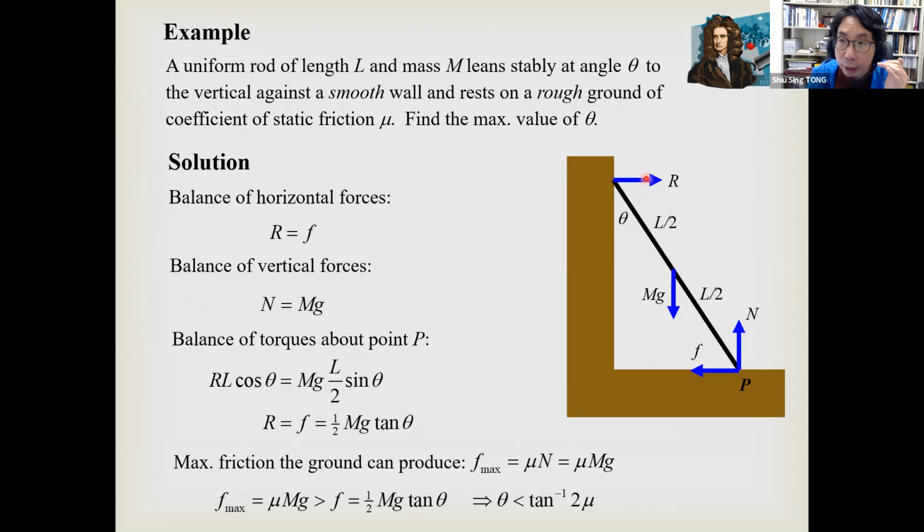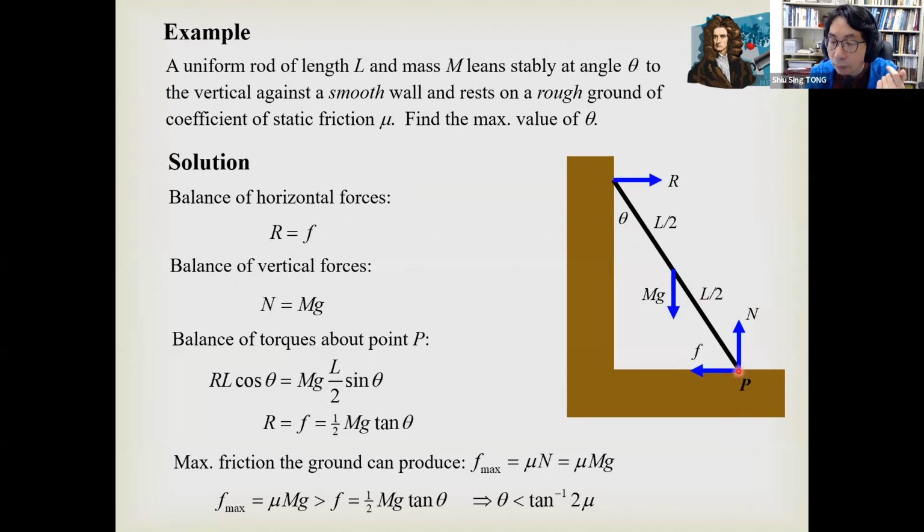R is a normal reaction from the wall, and because we assume that the wall is smooth, there's no frictional force. So the only force is the normal force. Whenever there is friction, there always is a tangential component of the force. But if we don't have friction, we don't have the tangential component. So you don't see a force that is tangential to the surface. The force must be normal to the surface. That is the only force, which is the normal reaction.